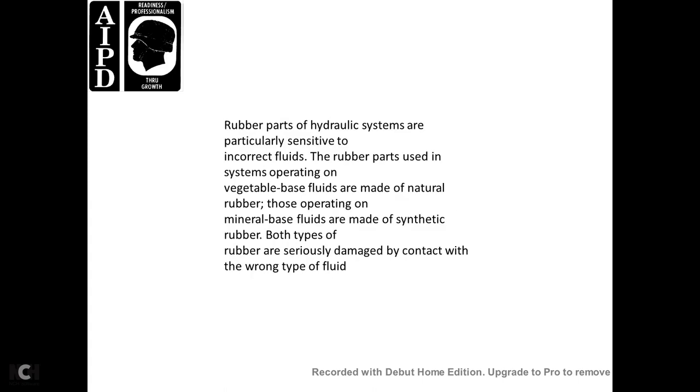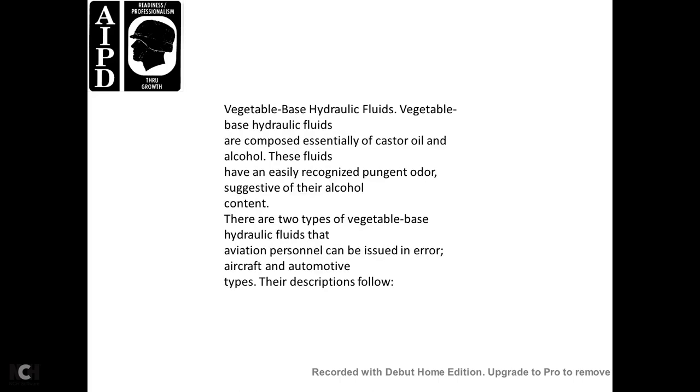Rubber parts in hydraulic systems are particularly sensitive to incorrect fluids. The rubber parts used in the system operating with a vegetable-based fluid are made of natural rubber. Those operating with mineral-based fluids are made of synthetic rubber. Both types of rubber are seriously damaged by contact with the wrong type of fluid.